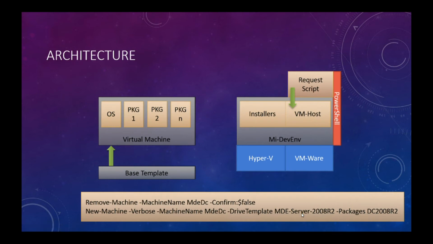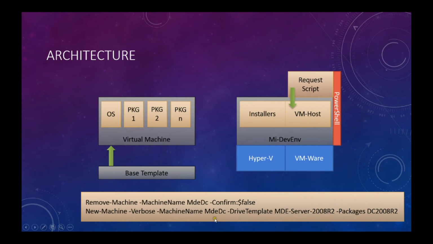So there's the machine name, and there's the template that the machine will be based upon. By default, Mi-DevEnv uses the base template as a differencing disk. So every machine that's created from that template, a new file is created, and any differences between that virtual machine and the base template are stored in that file. So if the base template was maybe, let's say, 48 gigabytes, you could have any number of virtual machines based on that template using the minimal amount of disk space.